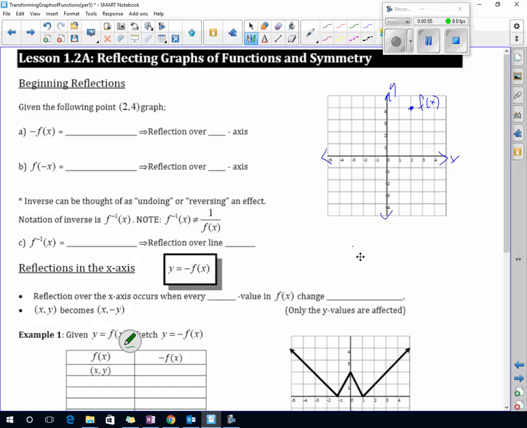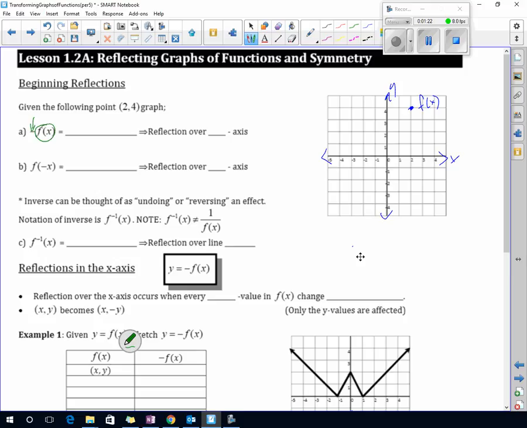What's f of x a fancy name for? Well, I even have a poster back there. So what's happening here? Y is going negative. That's what it's saying. It's saying, here's f of x. I'm going to stick a negative to the y's. So what's my new point? 2, -4.